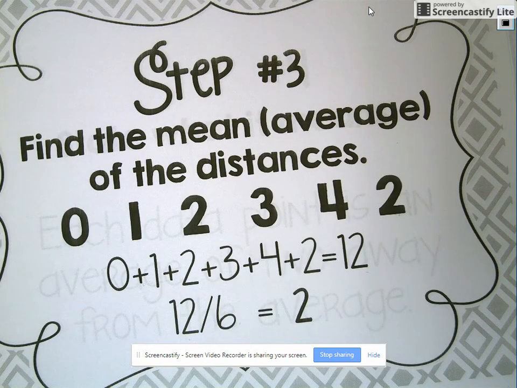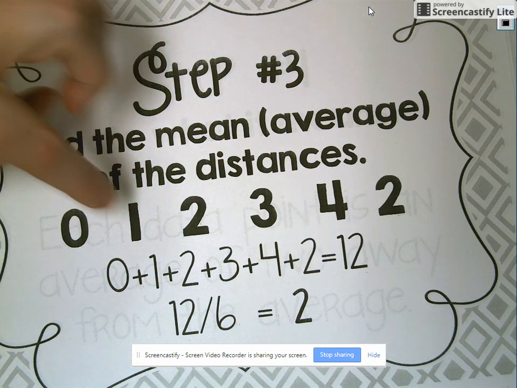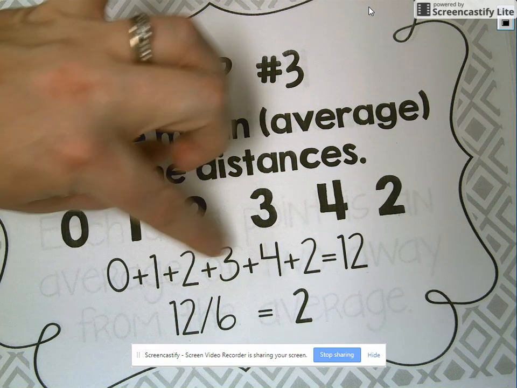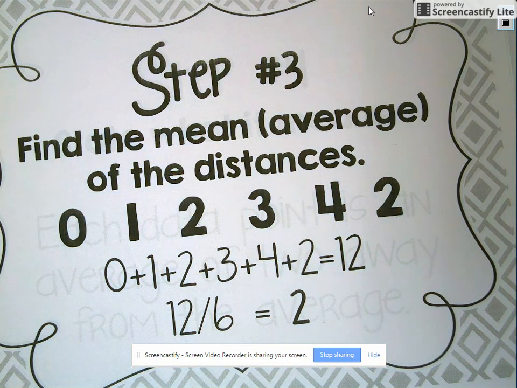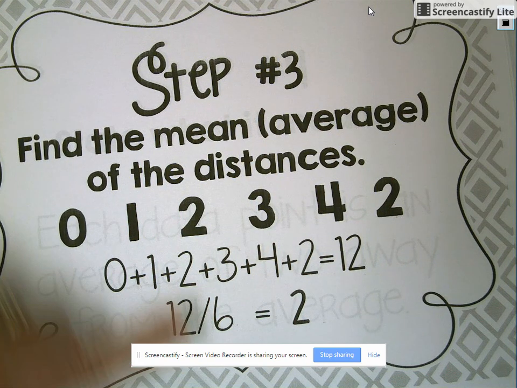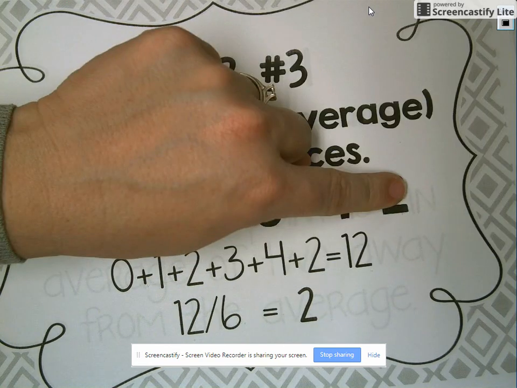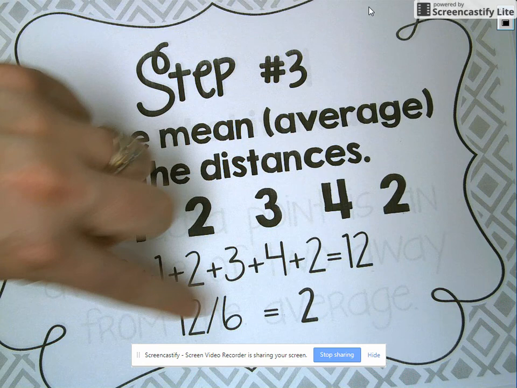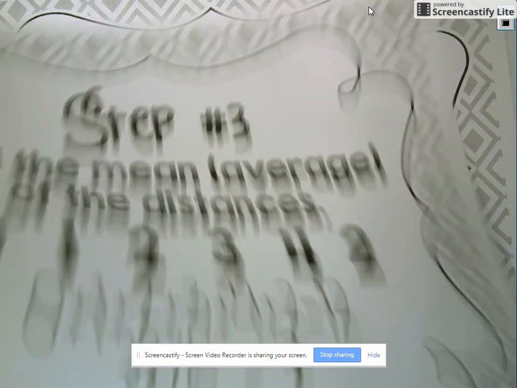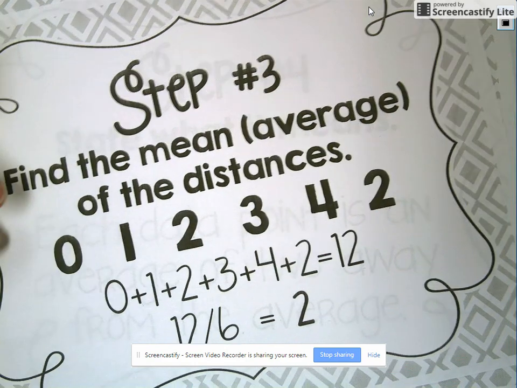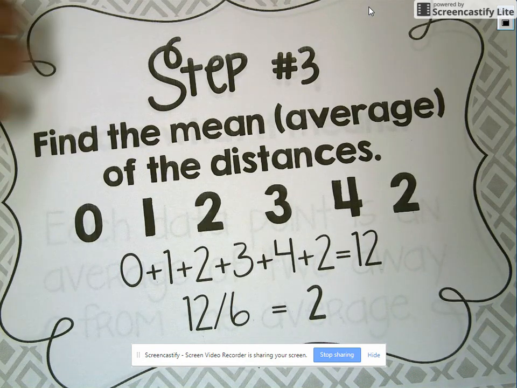So I have 0, plus 1, 2, 3, 4, and 2. When you add them all together, it's 12. And then you divide by 6 because there are 6 points or 6 numbers. 12 divided by 6 is 2. So your mean average deviation is 2. Go ahead and pause the video now so students can write down step 3.